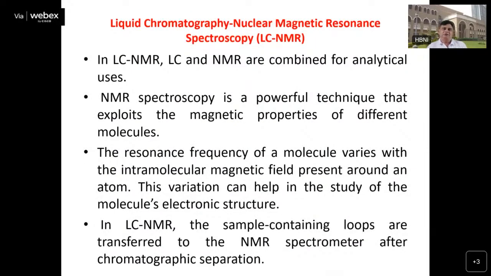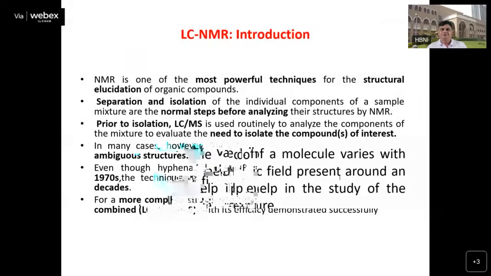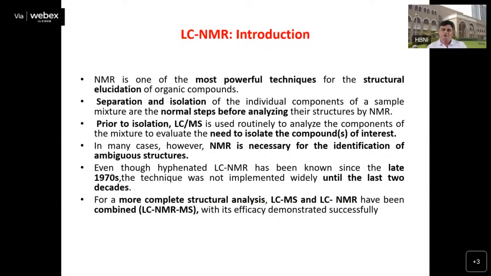Then this is about liquid chromatography nuclear magnetic resonance spectroscopy. So here we have a hyphenation of liquid chromatography with NMR. As you know, NMR is one of the most powerful techniques for the structural elucidation of organic compounds. The separation and isolation of the individual components of a mixture is the normal step before analyzing their structure by NMR. So prior to isolation, LC-MS is used routinely to analyze the components of the mixture to evaluate the need to isolate the compound of interest. In many cases, however, NMR is necessary for the identification of ambiguous structures.